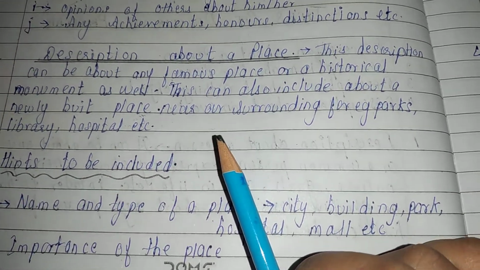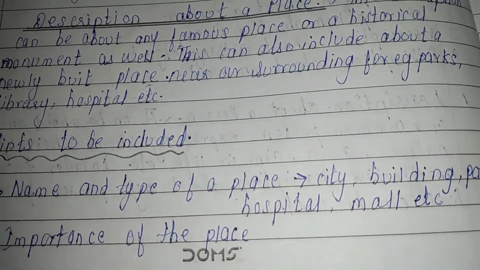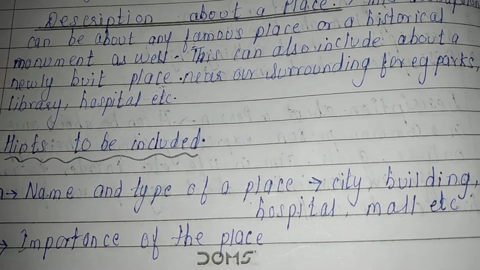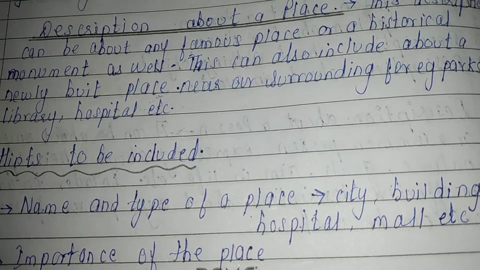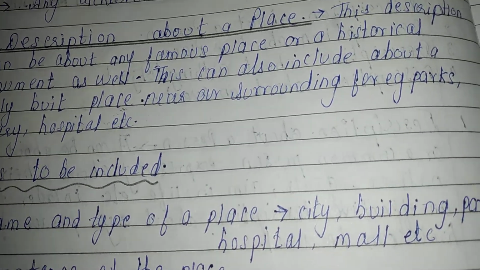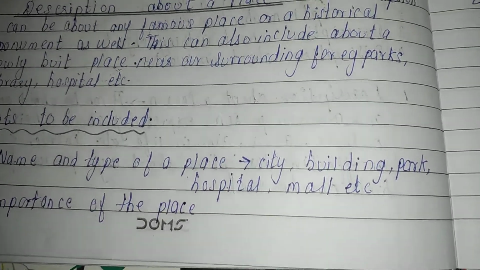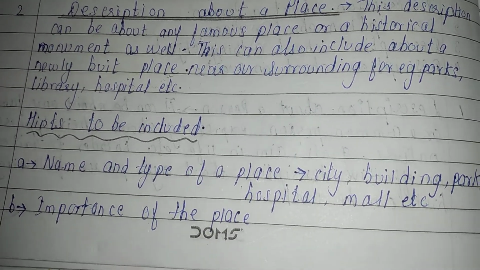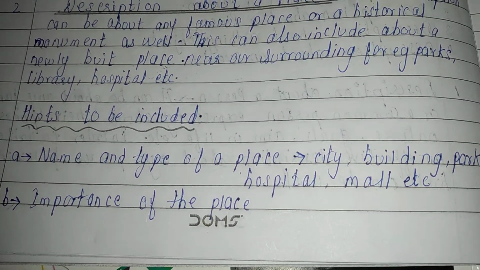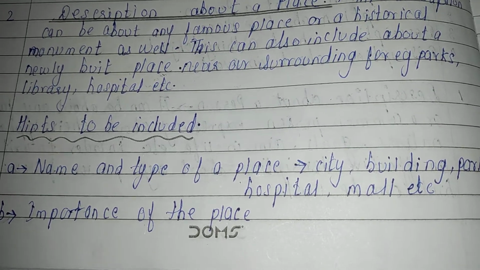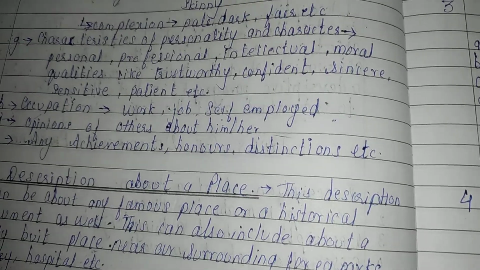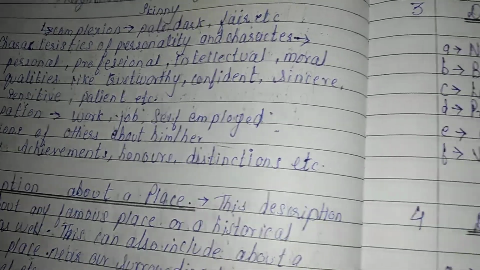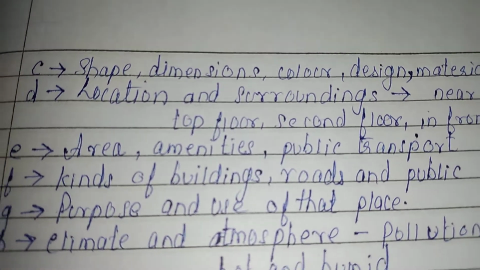Okay, so now let's move over to the hints or the points जो हमने कवर करने हैं. Now first we will have to tell the name and type of a place, that is whether it is a city, a building, a park, hospital or a mall. Then what is the importance of that place? Importance of a place, इसका मतलब ये होता है कि for example if I talk about the clock tower in Ludhiana, उसका importance क्या है कि वो historical monument है.